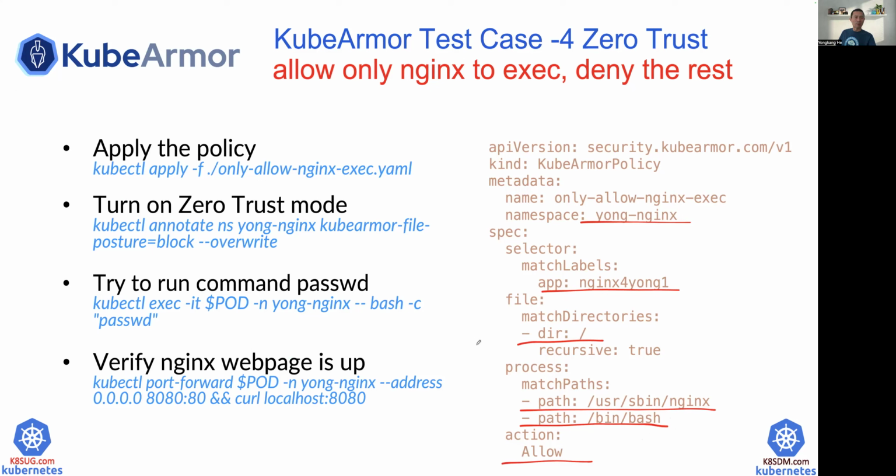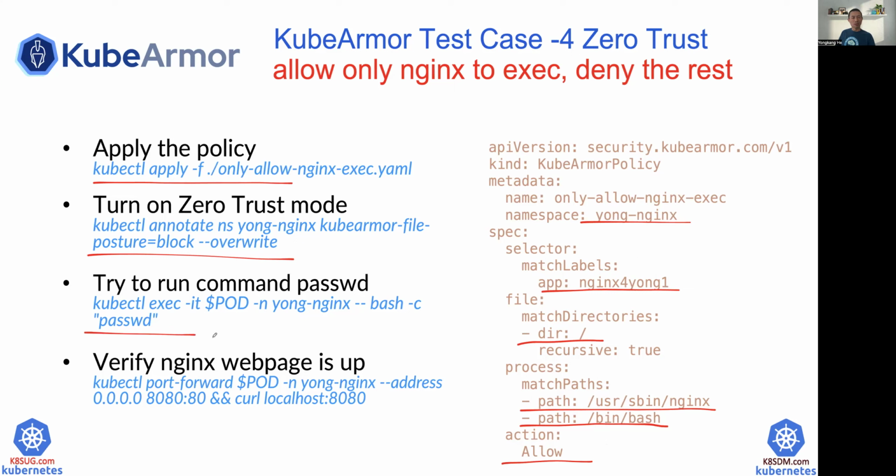So the zero trust model. You basically just apply the YAML file, and then you can turn on the zero trust model. By default, KubeArmor is running in audit mode. With this command here, we're going to turn on zero trust model. That will be default deny and only allow the certain process listed here.